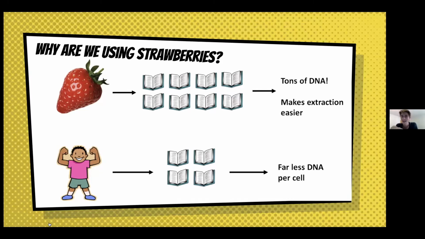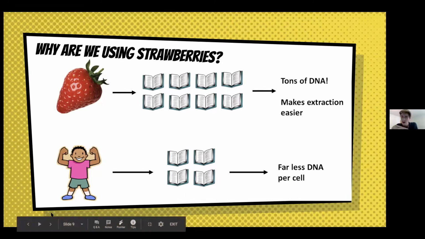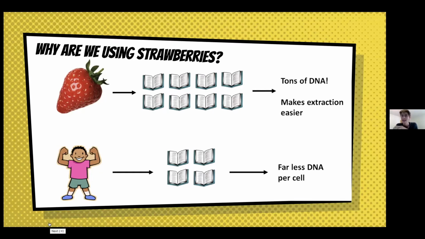If we want to get started, we're going to extract the DNA from a strawberry, and by the end, we should be able to visualize these books, or these bundles of DNA, in a long strand.